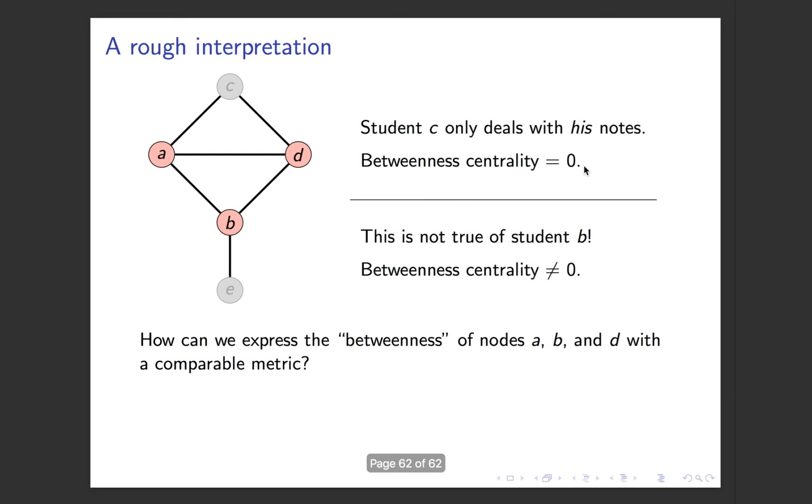For the other nodes in the graph, for example, student B, they don't have the luxury of only having to field their own notes. They also act as a go-between between two other students. For example, student B has to also pass notes that A wants to get to E. So with this increased risk, we get a non-zero betweenness centrality. This does leave us with one question. How can we express this risk comparatively between those nodes that are also between nodes? Is B at a higher risk than A? Is B at a higher risk than D? How can we express the betweenness of these nodes with a comparable metric? This is going to be the content of our second video.